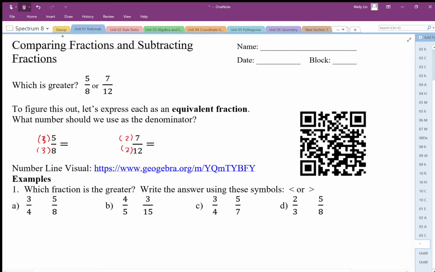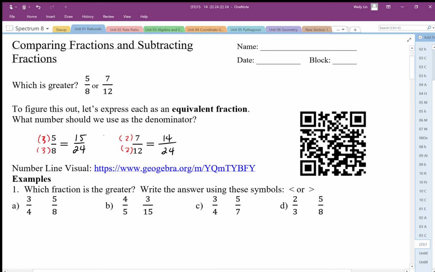When we work this out, we end up with 15 1/24 pieces, and here we have 14 1/24 pieces. So it looks like the 5/8 is just a little bit bigger. Not much, but a little bit bigger.